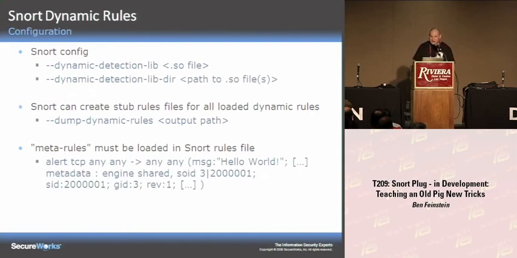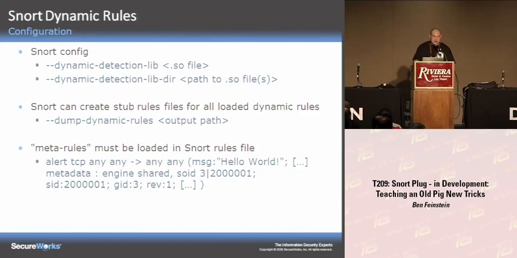So how do you get Snort to load your shared objects, right? Well, there's a few command line and configuration options you should be aware of. In the Snort command line, you've got dynamic-detection-lib and dynamic-detection-lib-dir. The first one of these, you just point it to your shared object file. It's going to load it up. The second, you're going to give it a directory of any number of shared objects that are dynamic rules, and it will load those up.